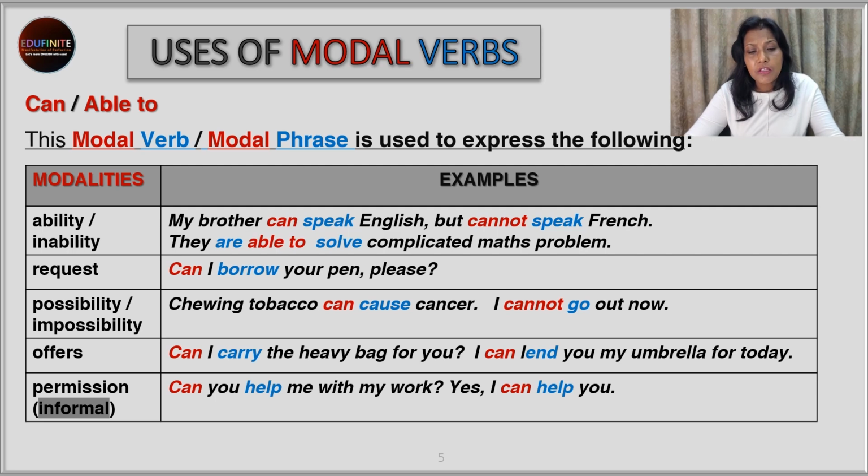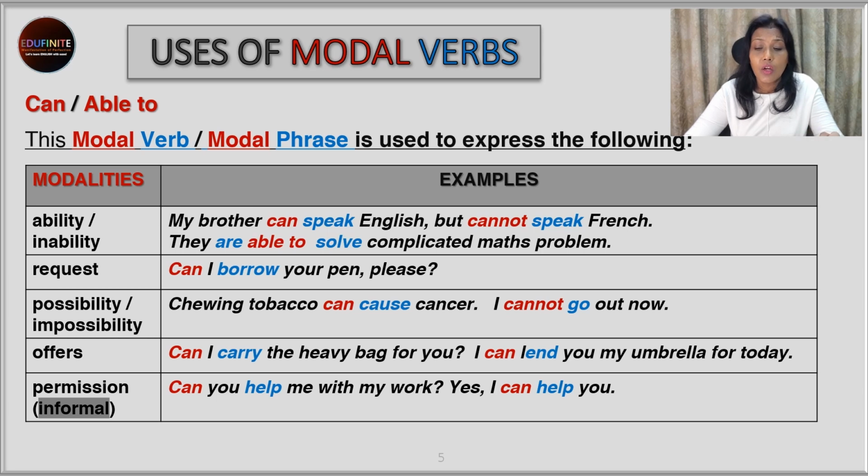Well, next, possibility or impossibility. Chewing tobacco can cause cancer. So there is a possibility that if you chew tobacco, or as the saying goes, smoking can cause cancer. So if you do these things, this may lead to cancer. It's not that if you chew or if you smoke, it will lead. But we are saying there is a possibility. It may lead.